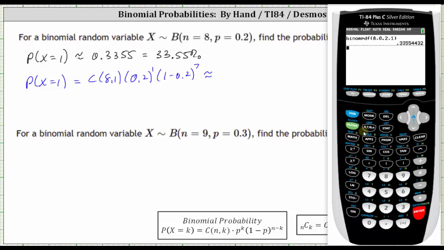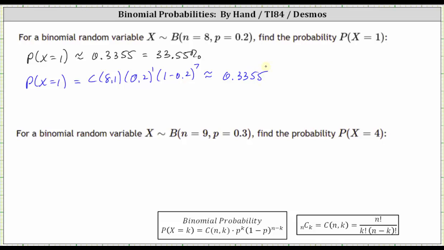To access the combination, we press Math, arrow over to Probability, and select option 3 for combination. Enter n, which is 8, right arrow, k, which is 1. This is how we enter 8 choose 1 in the TI-84, right arrow, and then we have times 0.2 to the first, the exponent of 1 is optional, times 1 minus 0.2 is 0.8, raised to the power of 7, enter, and of course we get the same result.